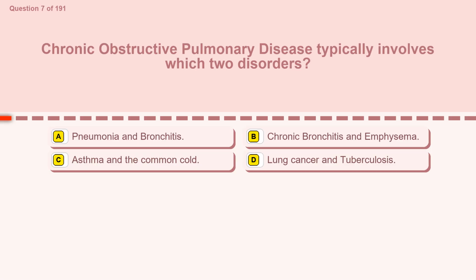Question 7. Chronic obstructive pulmonary disease typically involves which two disorders? Option A. Pneumonia and bronchitis. Option B. Chronic bronchitis and emphysema. Option C. Asthma and the common cold. Option D. Lung cancer and tuberculosis.